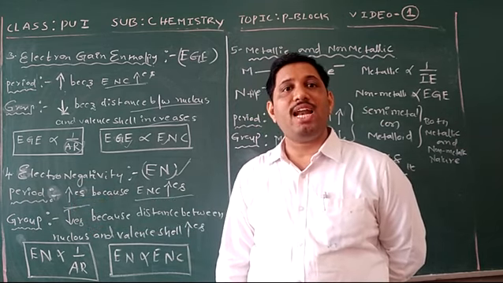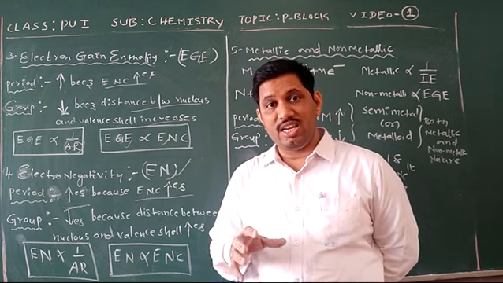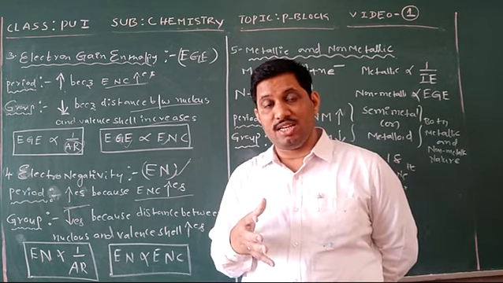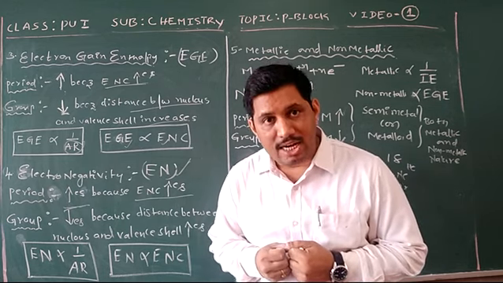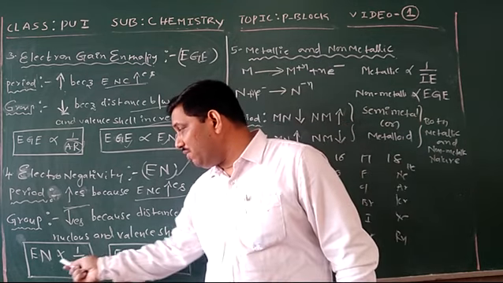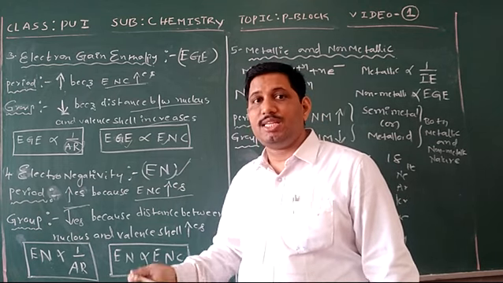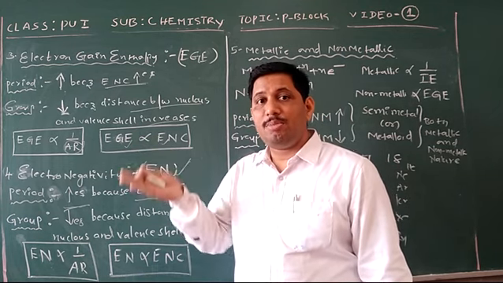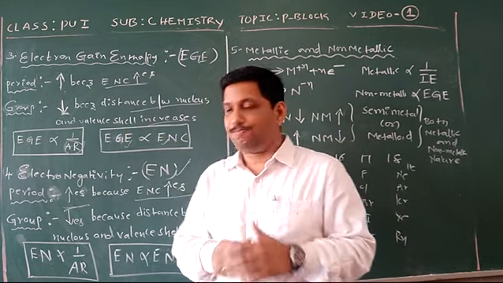Down the group, the electronegativity values decrease because the number of shells increases and the distance between the nucleus and the valence shell increases. Therefore, attraction decreases. Hence, electronegativity values decrease. An equation, students: electronegativity is inversely proportional to atomic radius. As atomic radius decreases, electronegativity increases. As atomic radius increases, electronegativity decreases. Both are inversely proportional to each other.